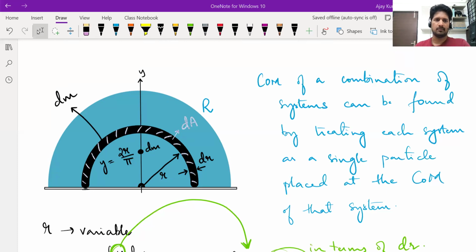Okay, just a moment. So basically what we are doing is we are visualizing the semicircular disk, which is an areal distribution, as a collection of rings.